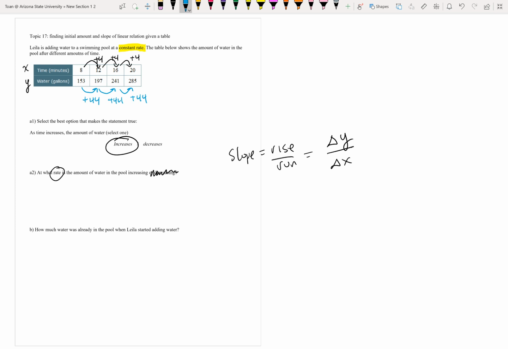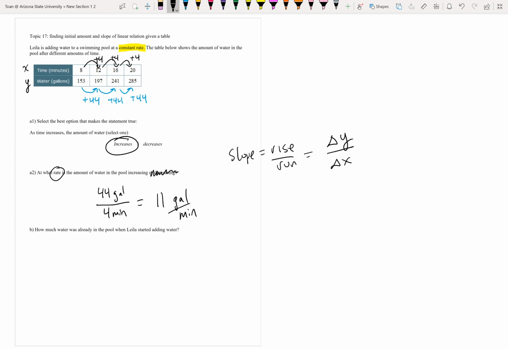So what is the rate at which the water is increasing? We can clearly see from this table that it's increasing by 44 gallons. Each arrow is plus 44 gallons for every plus 4 minutes, which simplifies into 11 gallons per minute. The water will increase by 11 gallons every minute.